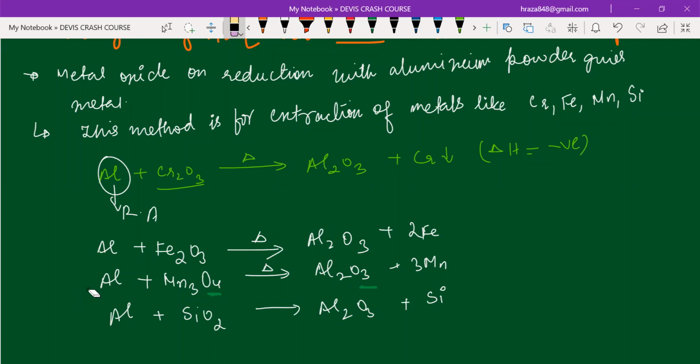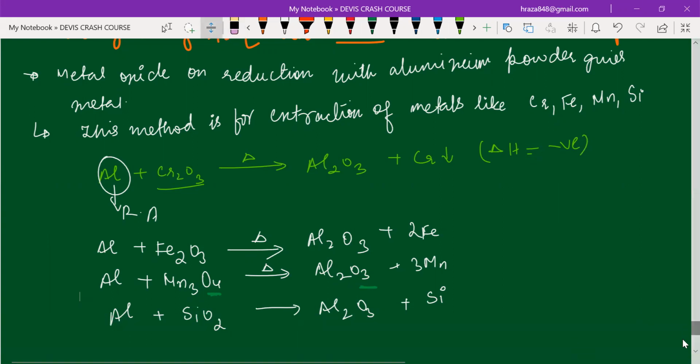We also did self-reduction, the auto-redox reaction, right? Self-reduction reactions in those things, yeah. Okay, just let me see what we need to do. Zone refining, okay. Purification. Okay, so we are done up to this part.